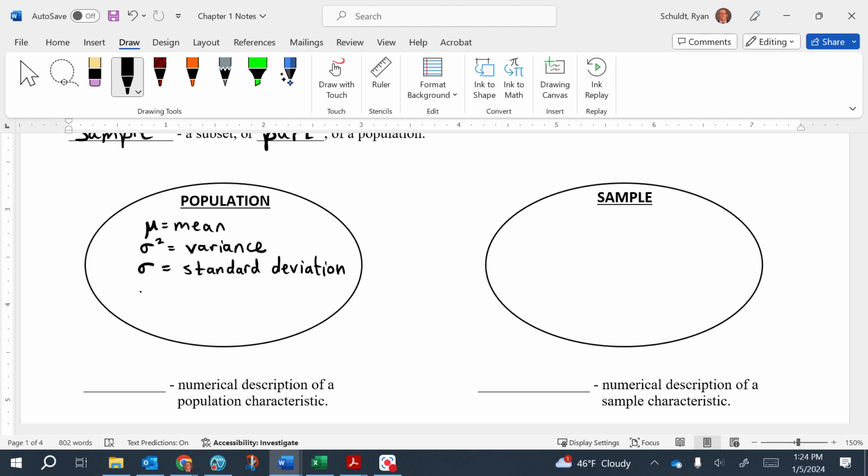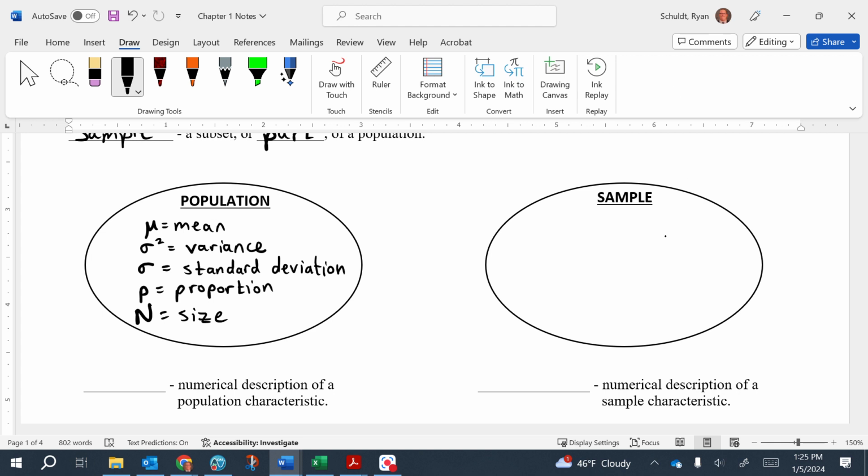We can have P, which is a proportion. Capital N is our population size. But then, those are symbols for the population.